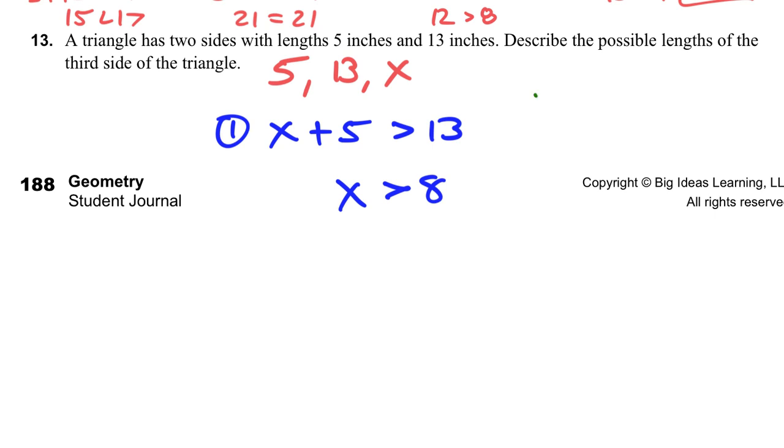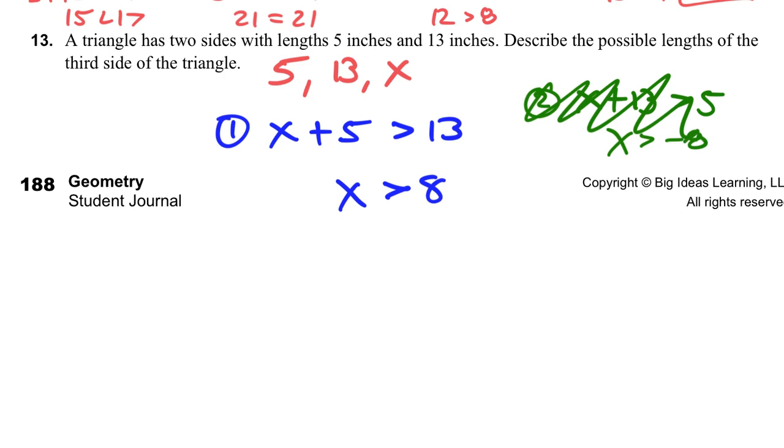Option number 2 is now we can do it the other way. We can say x plus 13 has to be greater than 5. Wait a minute, 13 is already greater than 5. So no matter what, we can't have a negative value for x, right? So I'm not even going to worry about that, because this would say x has to be greater than negative 8, and we can't have negative values anyways for side lengths. So I'm not going to worry about that. And let's do the last one.